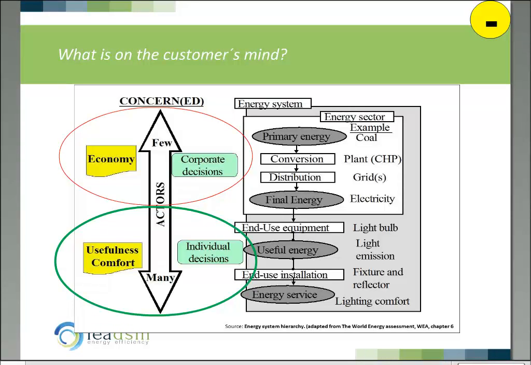based on their economic thinking, because it's a company decision, but we disregard that the application requires individual decisions, and the individuals are not thinking in terms of economy primarily, they are thinking about usefulness and comfort, and we will come back to that. But my basic message here is that we are still talking about energy efficiency with the language that companies are using, and we are not talking about it in the language that the users, the demand side, are using.